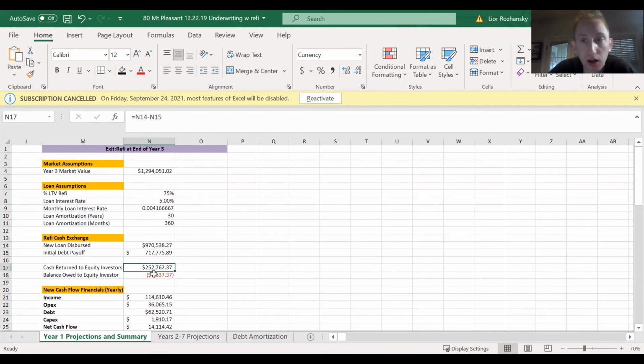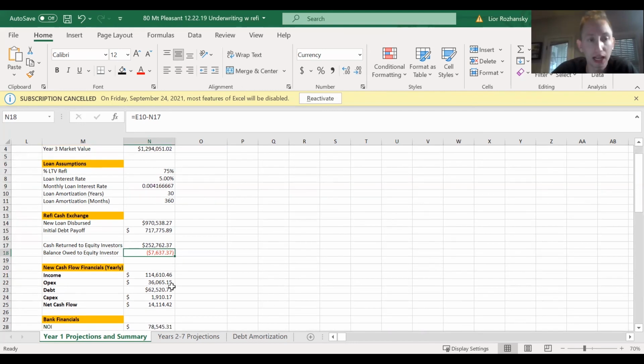Because if you remember, in order to get in this deal, I had to borrow about $245,000 from private investors. So what this negative number is telling me is essentially I would be able to completely pay off my investors, plus have about $7,000 left over, which is fantastic, right? Because I can cleanly cash them out, return them the full principal, and then have even a little bit of cash left over, which is amazing.